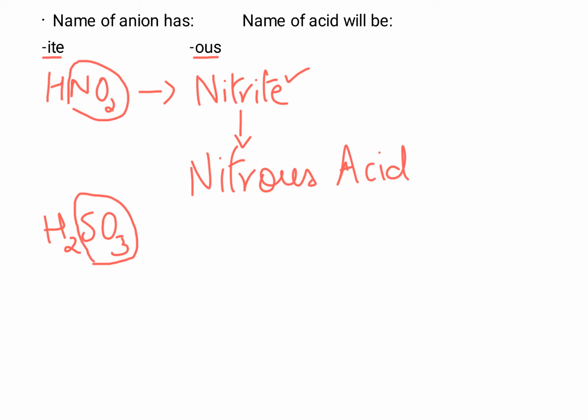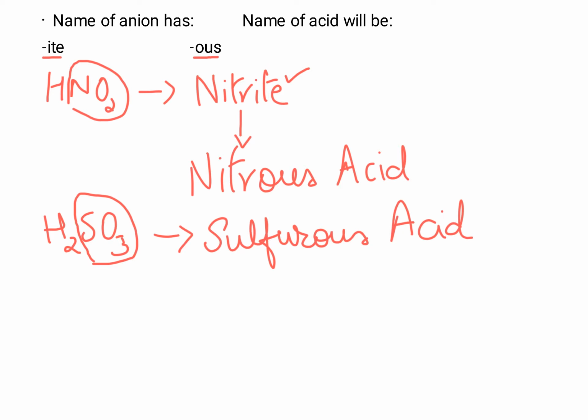Figure out the name of this polyatomic ion. Once you do that, then you will be able to figure out the name of the acid. So go ahead and pause the video and figure it out. Alright, so the answer you should have gotten is sulfurous acid, because the anion in this formula was sulfite. Because SO4 is sulfate, and so SO3 becomes sulfite.